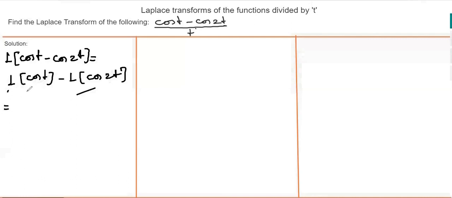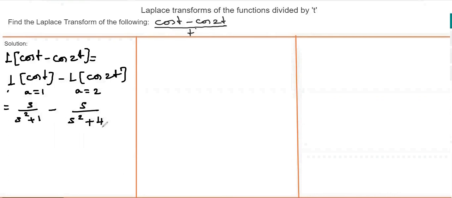Here the value of a is 1. When applying Laplace, the formula is s by s square plus 1 square. 1 square is 1. This negative right here, and again s by s square plus a square, where a is 2, 2 squared is 4. And now we have got the value of the numerator.